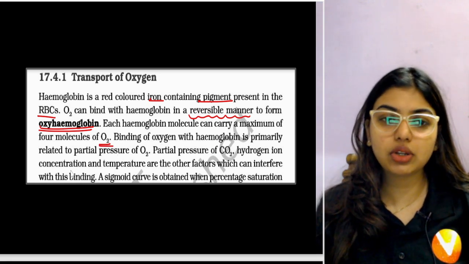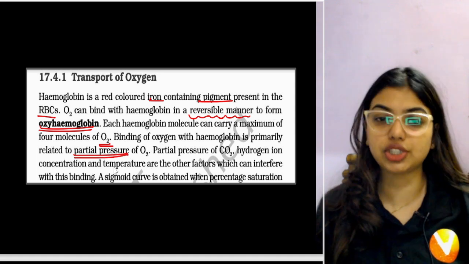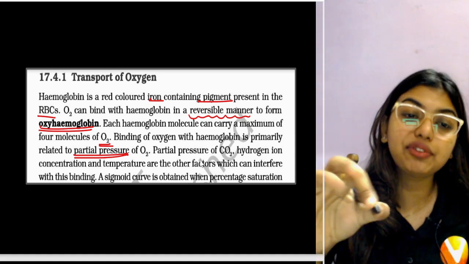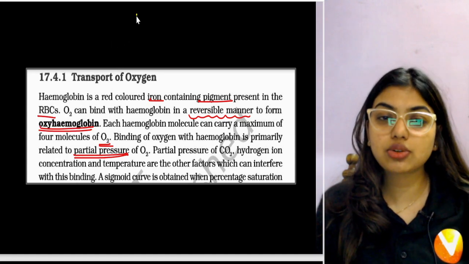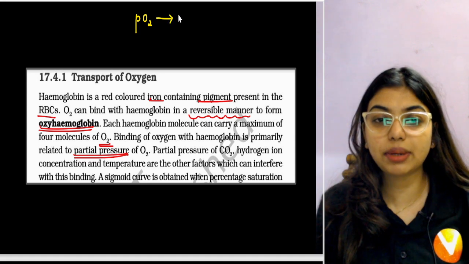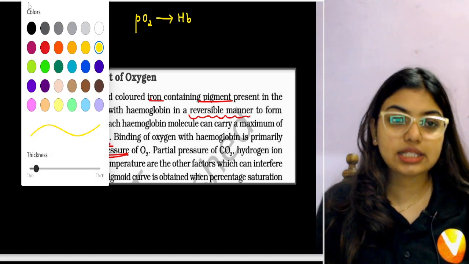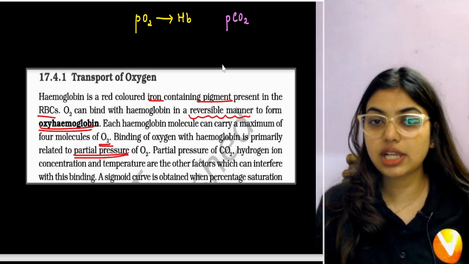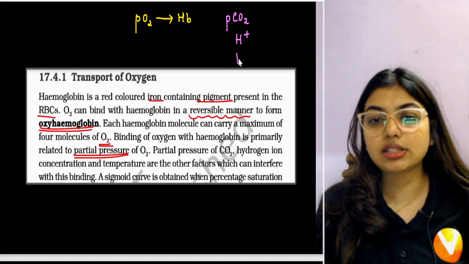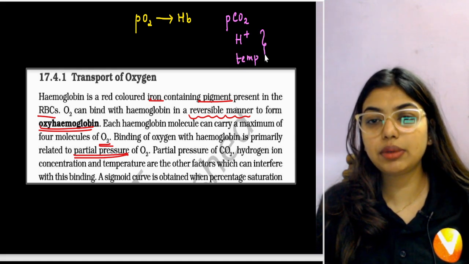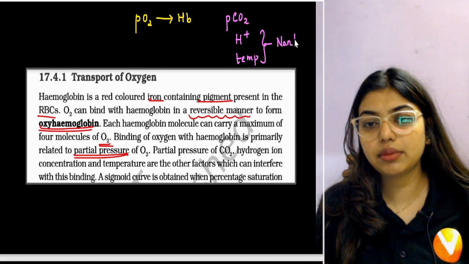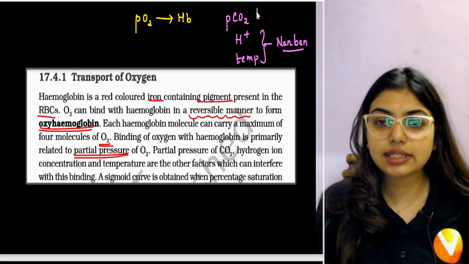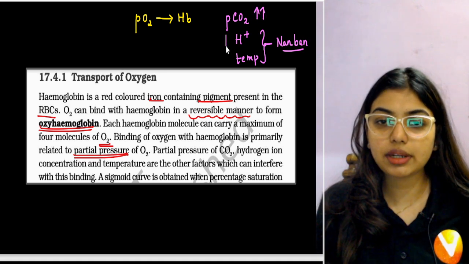Binding of oxygen with hemoglobin is primarily related to the partial pressure of oxygen. Partial pressure of carbon dioxide, hydrogen ion concentration, and temperature are other factors which can interfere with the binding. That means if oxygen needs to bind with hemoglobin, we have to bother about how much carbon dioxide is there, how much H plus is there, what the temperature is. So think of these two as Nanban. Nanban means friend, no? Nanban movie, all of you know, Three Idiots. If this fellow is increasing, these will also automatically increase.